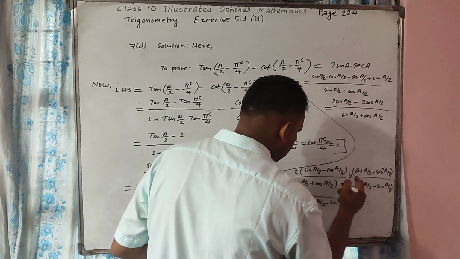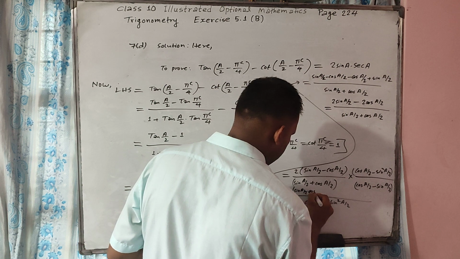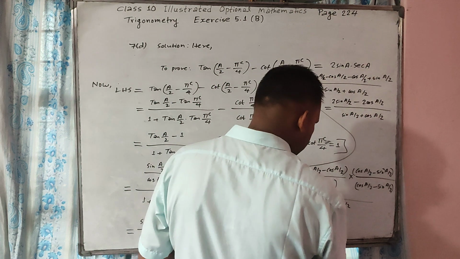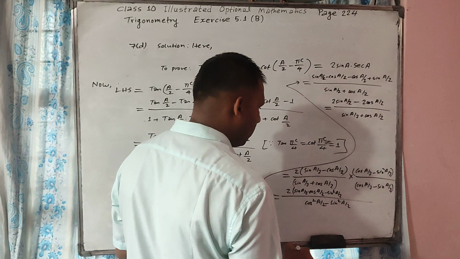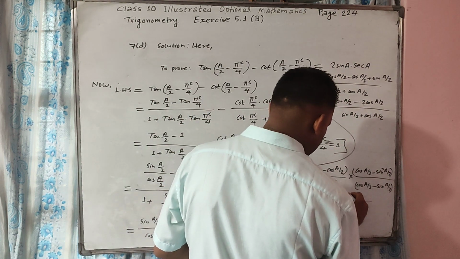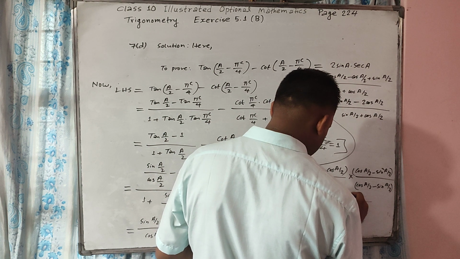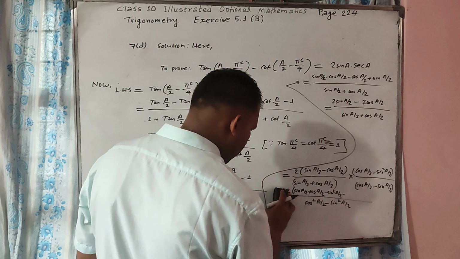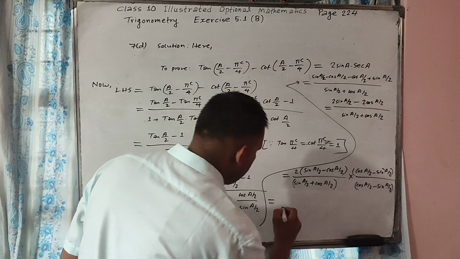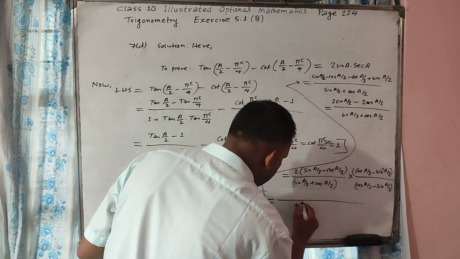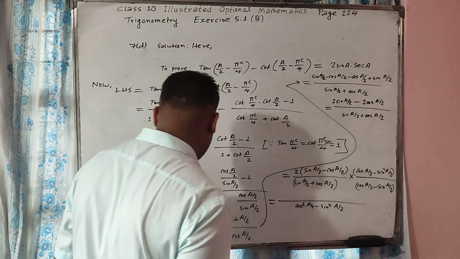Multiplying sin A by 2 into cos A by 2, sin A by 2 cos A by 2, and minus sin square A by 2, minus cos square A by 2, becomes on the remainder cos square A by 2 minus sin square A by 2.